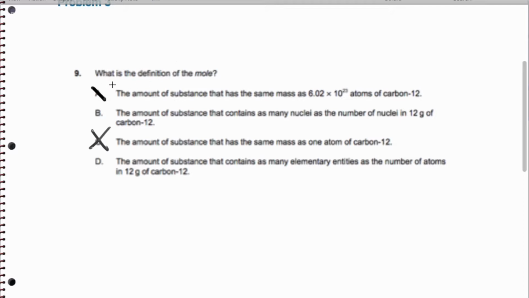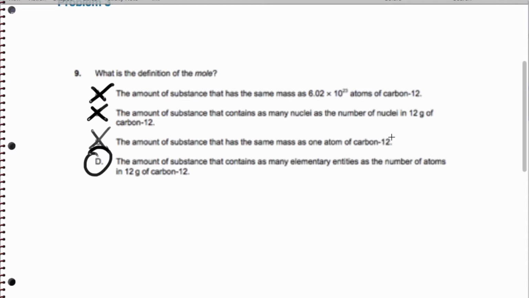No, it's not a mass. The amount of substance that has as many nuclei? No, it's the amount of substance that contains the same number of elementary entities as the number of atoms in 12 grams of carbon-12. Because here's the thing, I could actually have a mole of moles, for example. I could have a mole of erasers. I could have a mole of eggs.